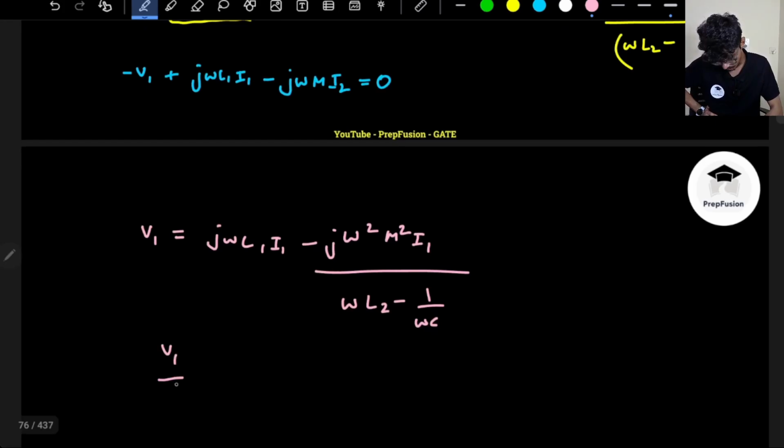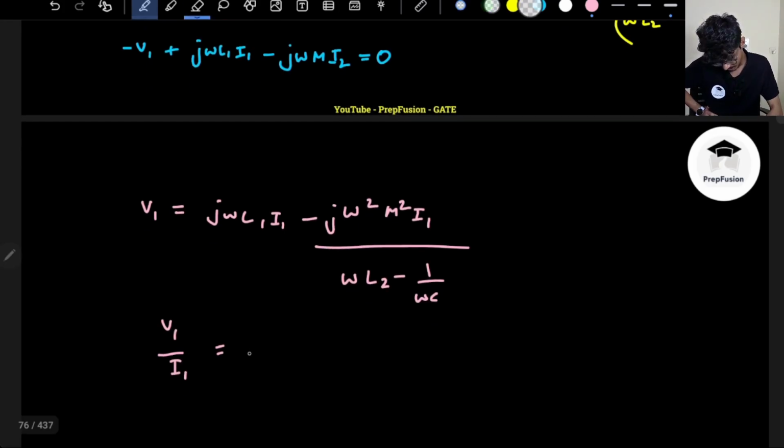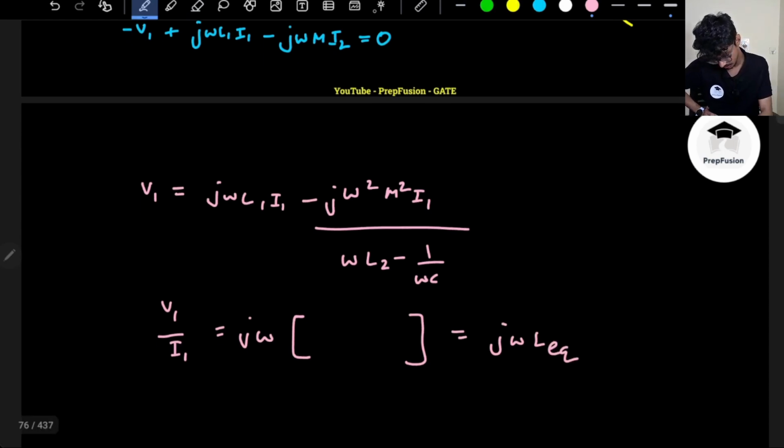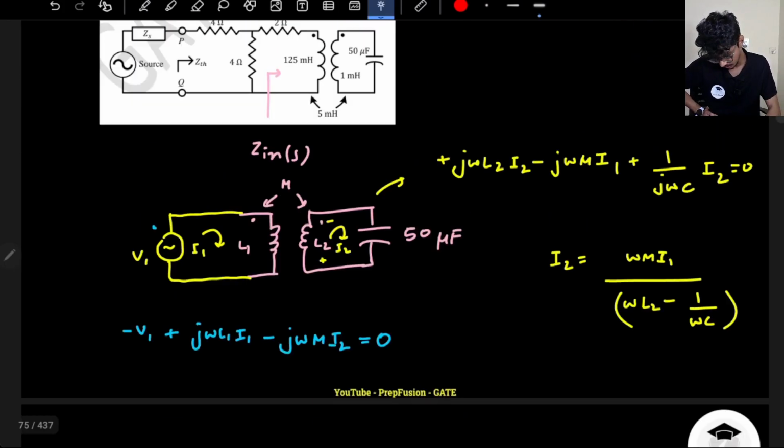So my V1 by I1 comes out to be, if I just take common j omega, this particular value. So I can write this as j omega into L equivalent, like an inductor. This is the reactance, basically the amount of reactance. So I will just quickly calculate the values.